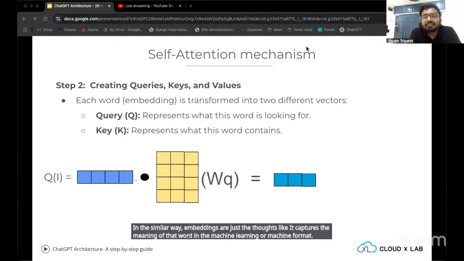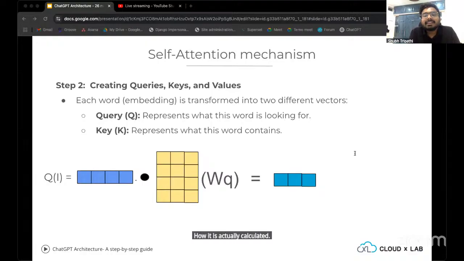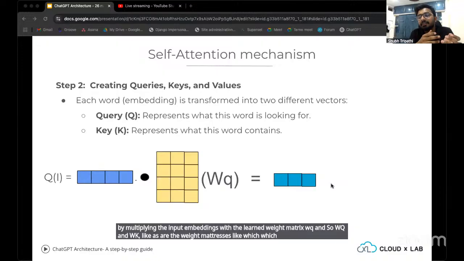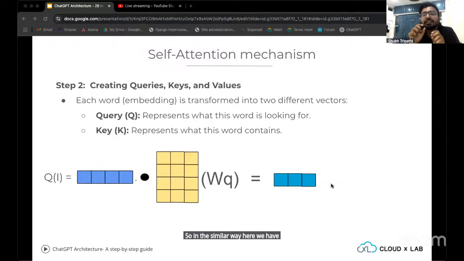How is it actually calculated? Key and query vectors are obtained by multiplying the input embeddings with the learned weight matrices WQ and WK. We saw weight matrices when we were learning neural networks. In a similar way, here we have two weight matrices: one is WQ, another is WK. Now let's consider only WQ.